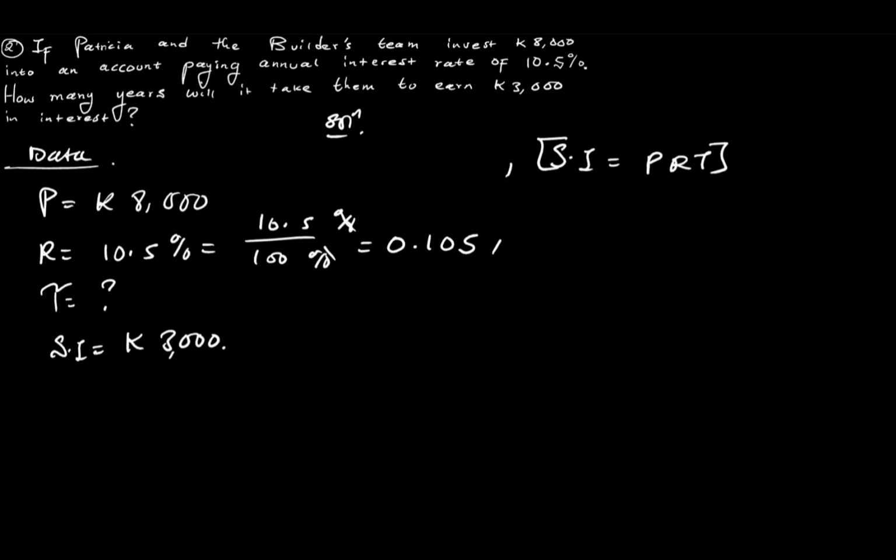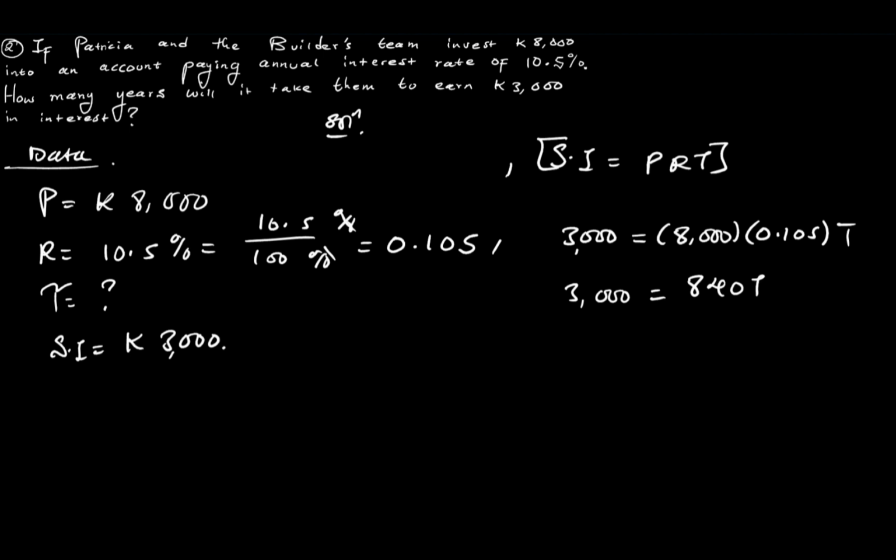Therefore, with the interest in mind, we can plug and chug and see which variable will be missing. So the simple interest, which is 3,000, being equal to the principal amount, which is 8,000, times the rate, which is 0.105. Then the duration we don't know. So let's just put it as T. So if we make T the subject of the formula, we'll be having 3,000 being equivalent to, if you say 8,000 times 0.105, you get 840 T.